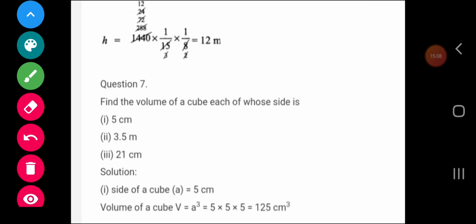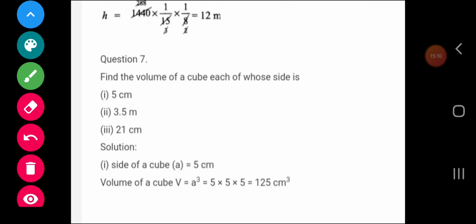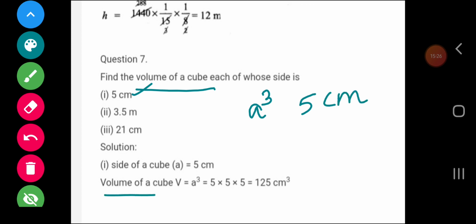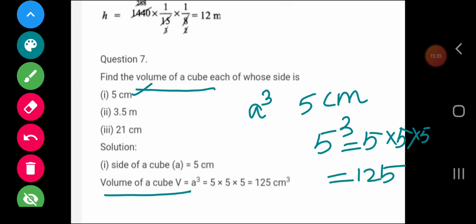Next, question number 7. Find the volume of a cube each of whose side is 5 centimeter, 3.5 meter, 21 meter. The volume of a cube is nothing but A cube. Here, first question, A value is 5 centimeter. Now volume of cube is nothing but A cube, that is 5 cube, which is 5 into 5 into 5, which is equal to 125. Here it is a volume, so we have to put centimeter cube. This is our final answer.